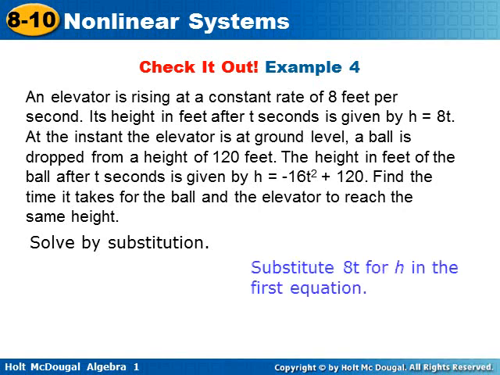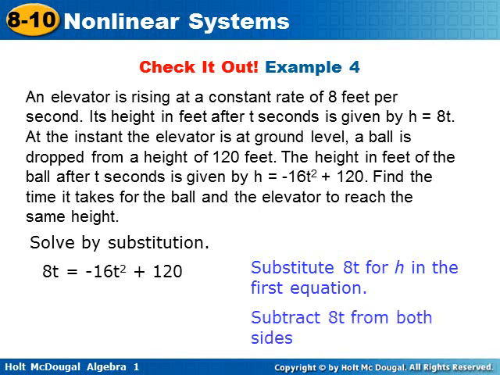So we're going to substitute 8t for h in the first equation. And we get 8t equals negative 16t squared plus 120. And we're going to subtract 8t from both sides. And we get 0 equals negative 16t squared minus 8t plus 120.